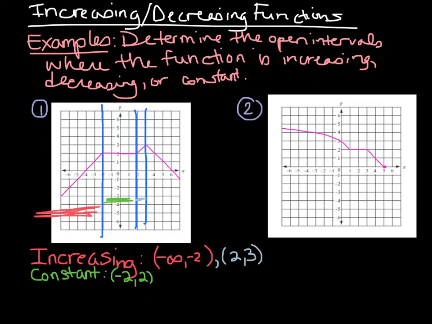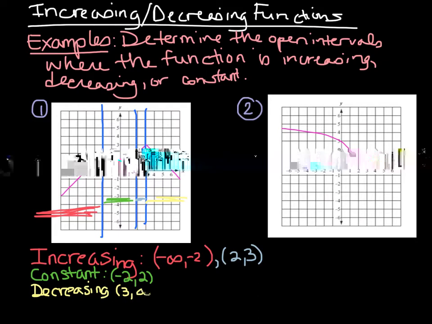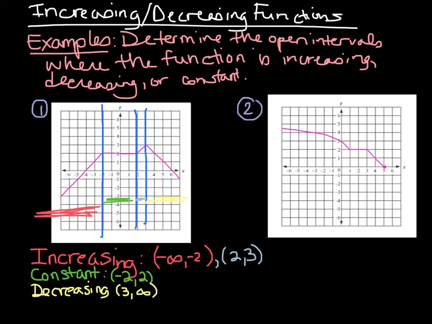Finally, I end up starting at 3 and going on and on and on. I don't know where the graph ends. I'm going to assume it keeps going down. And so I say that it's decreasing because it is going down from left to right. And it's decreasing starting at 3 and actually ending at infinity. So if you're feeling pretty comfortable with this, go ahead and try 2 on your own. If not, that's okay because I'm going to go over it.